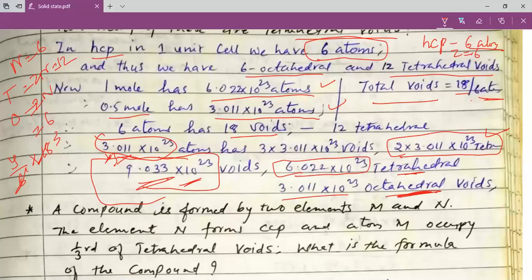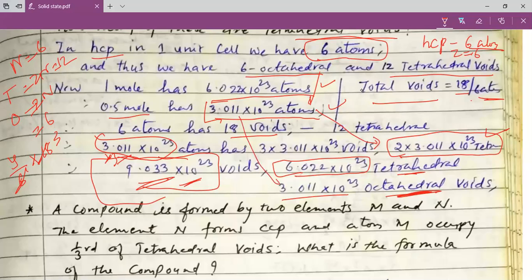So please remember that for 6 octahedral voids, my dear students, we will have 12 tetrahedral voids, and 6 octahedral voids are present per 6 atoms. So the total number of particles that we have arranged is 3.011 × 10^23. The total number of octahedral voids would be the same, and the total number of tetrahedral voids will be double of this.